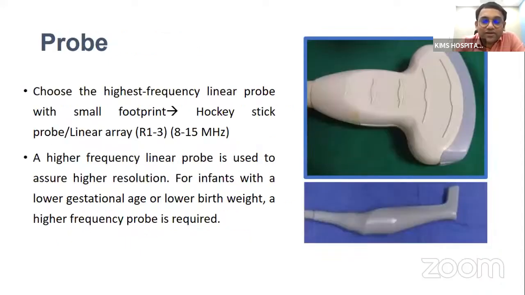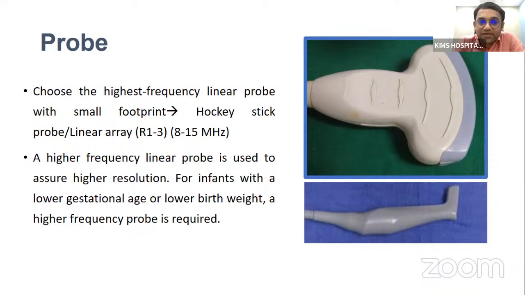Once you have a machine, we need a specific probe. We want a high frequency linear probe with a small footprint. One of the best we can use is a hockey stick probe, or a linear probe with the highest frequency. On average, we can use around 8 to 15 megahertz frequency. Any frequency of at least 9 or more will be a good probe for good visualization in lung ultrasound.